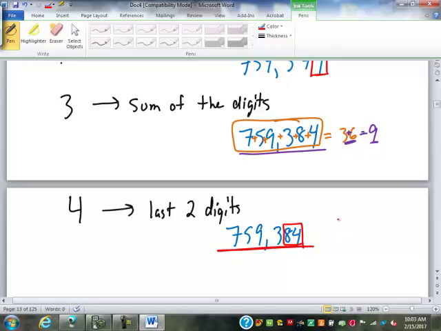Now the reason I say that rule isn't terribly useful is how many of you have your multiples of 4 memorized up to 100? I didn't expect any answer to that. No. Unless you have those memorized, this rule isn't terribly useful. It's just as easy to just divide out by 2 twice. And it's really easy to see that last digit's a 4, so this is divisible by 2.